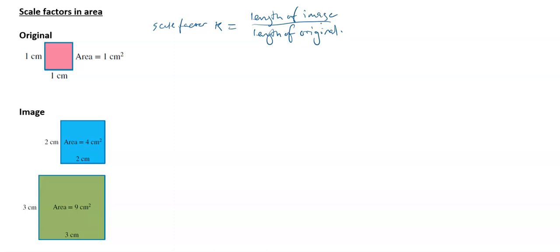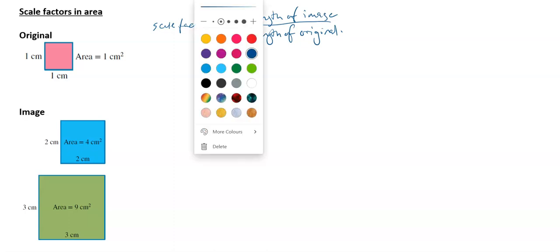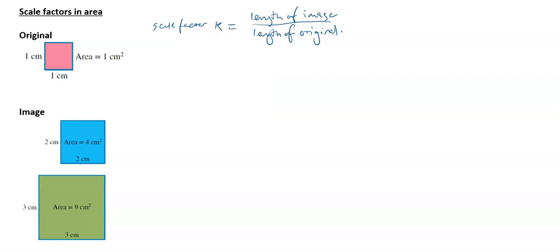For area, it works very much the same, but the scale factor has to be squared. So I'll show you what I mean. If we look at these shapes here, they're all similar shapes, they're all squares. If we go from this side to that side, this is the original and this is the image. Working out the scale factor, I divide the length of the image, which is 2, by 1, and that gives me a scale factor of 2.